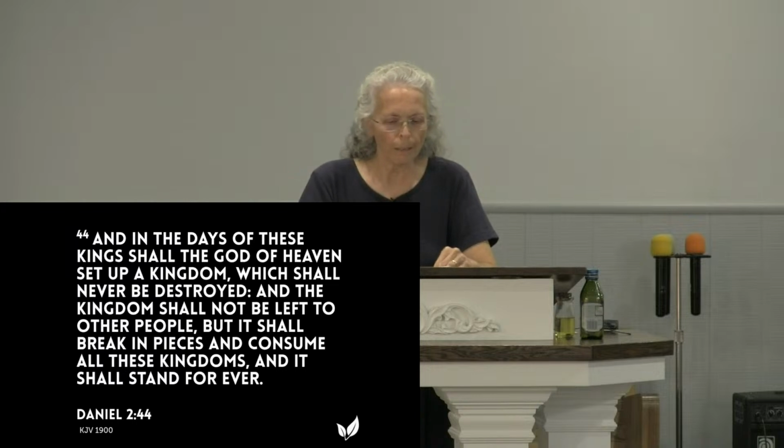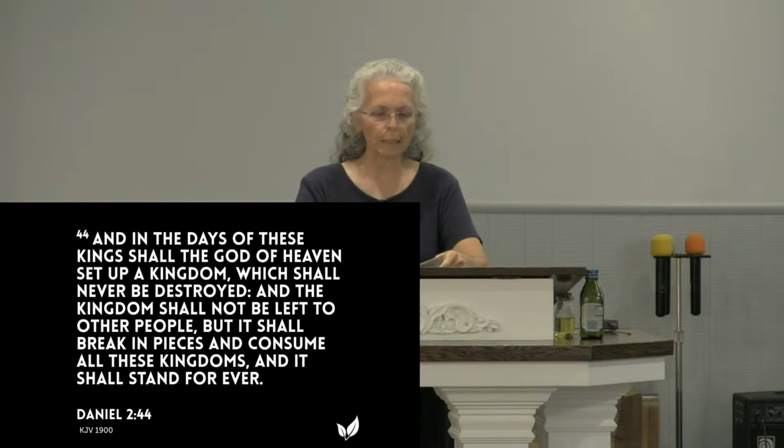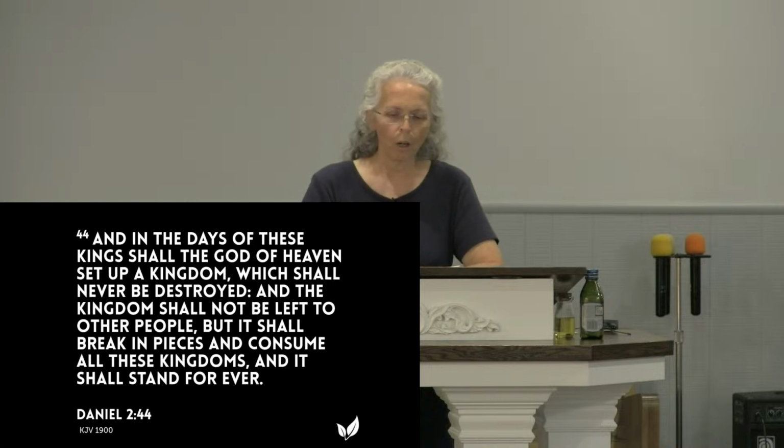Now, moving on to chapter 7, this is the chapter where Daniel sees a vision of 4 beasts coming up out of the sea. Now, these beasts are the ones that represent modern-day nations. And before I get into what these beasts are, I want to take you to a few different verses that give us a little added information.